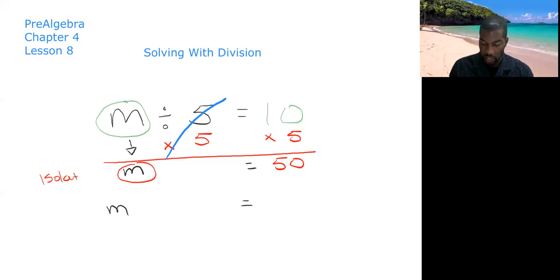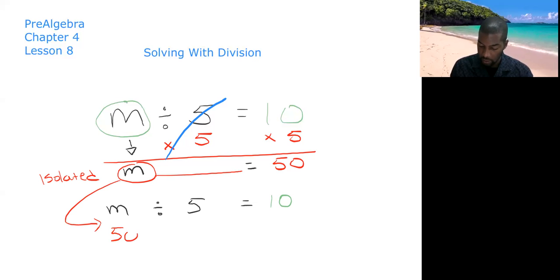And what I did next was I rewrote the original equation to prove it. I replaced my variable with what I said the variable is worth, and the variable is worth 50. So m is actually worth 50. Rewrite everything else. 50 divided by 5, is that 10? Let's check.